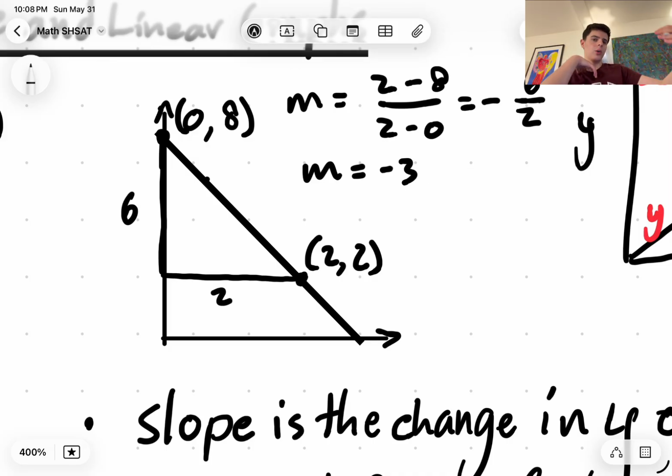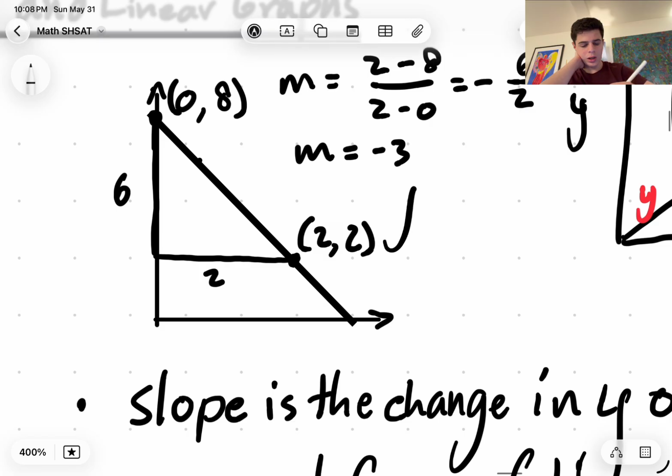And that makes sense because we're going down, right? So you just have to be careful with your negatives here, because a negative m will tell you it's going down and a positive m will tell you that it's going up. So you just need to be careful about that. So now we know y equals negative 3x plus b. And you just need to find the b, like the intercept.